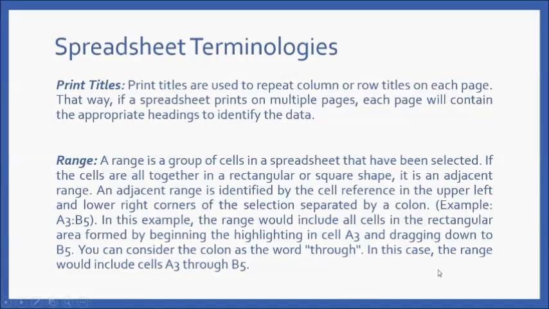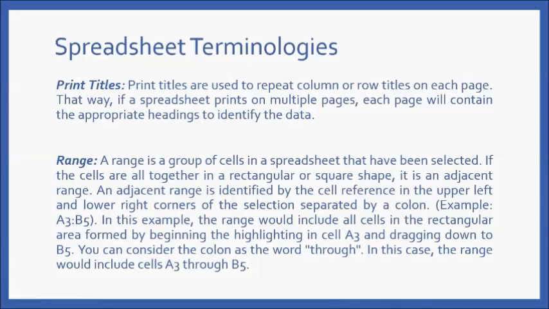Print titles are used to repeat column or row titles on each page. That way, if a spreadsheet prints on multiple pages, each page will contain the appropriate headings to identify the data. A range is a group of cells in a spreadsheet that have been selected.